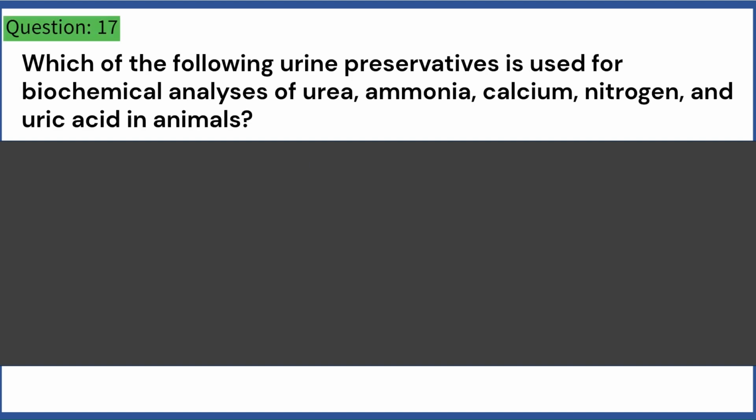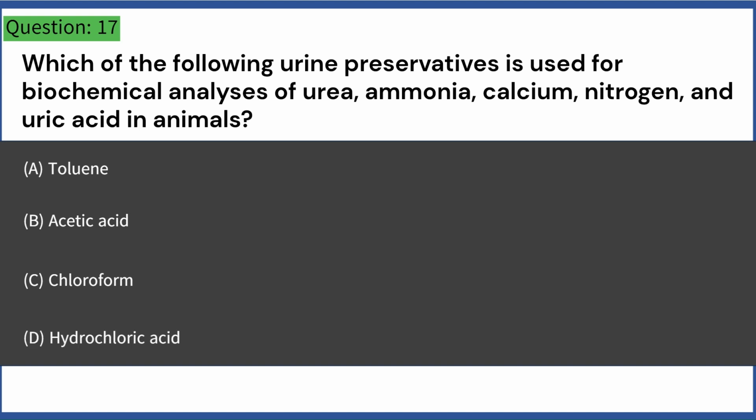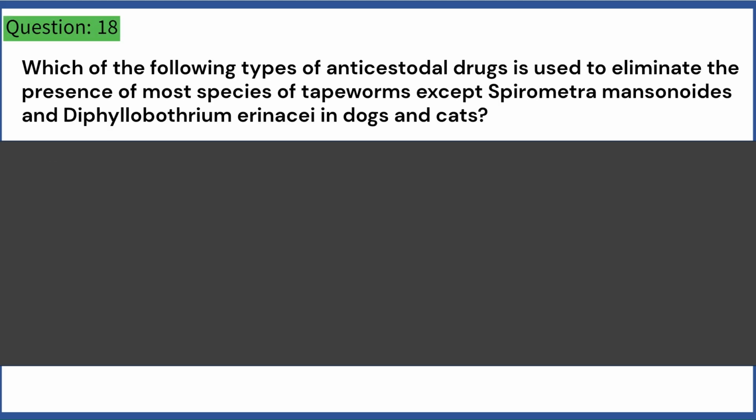Which of the following urine preservatives is used for biochemical analyses of urea, ammonia, calcium, nitrogen, and uric acid in animals? A. Toluene. B. Acetic acid. C. Chloroform. D. Hydrochloric acid. Answer D. Hydrochloric acid.